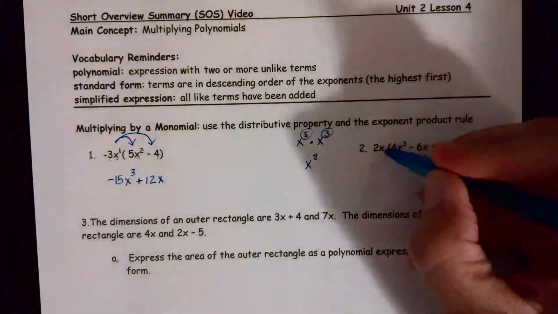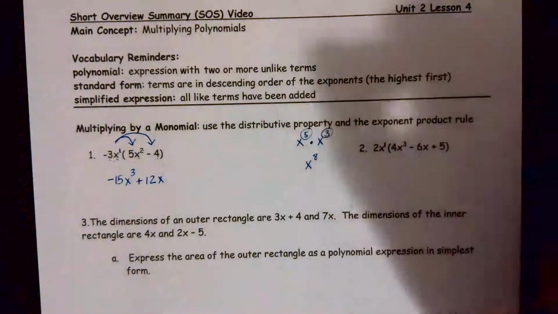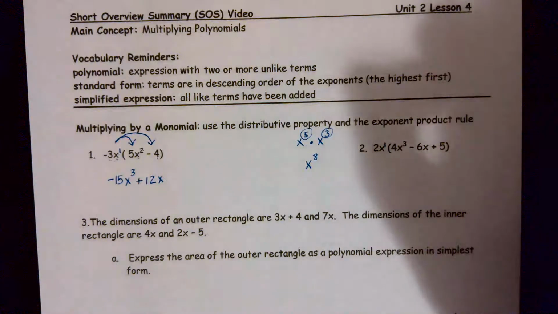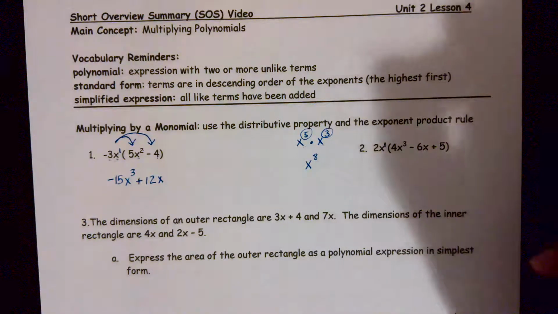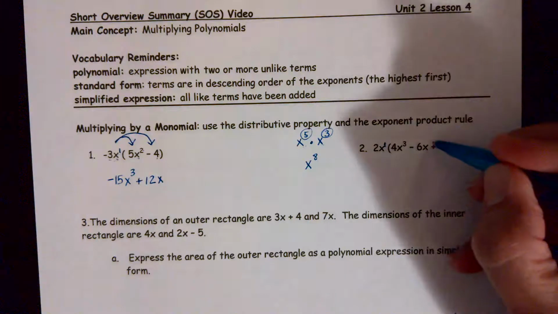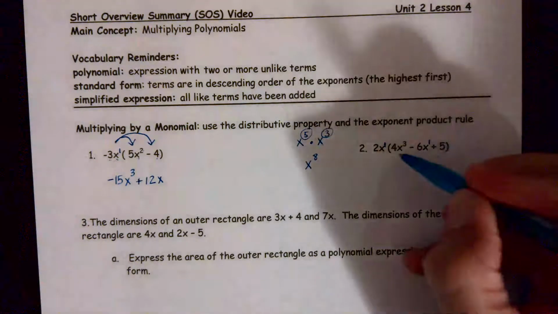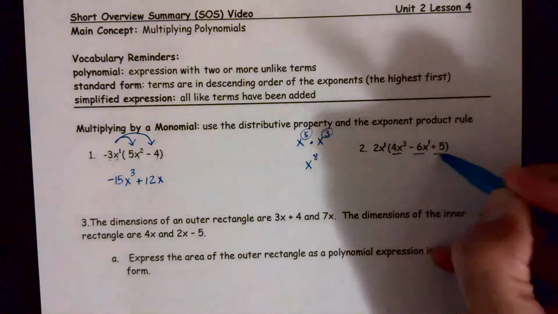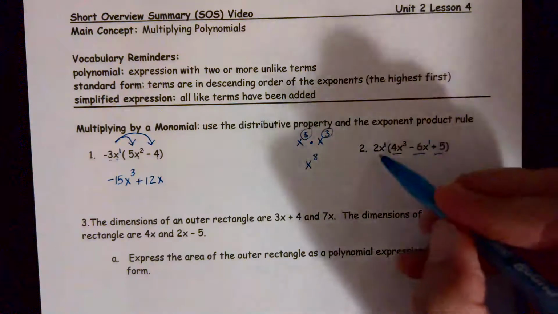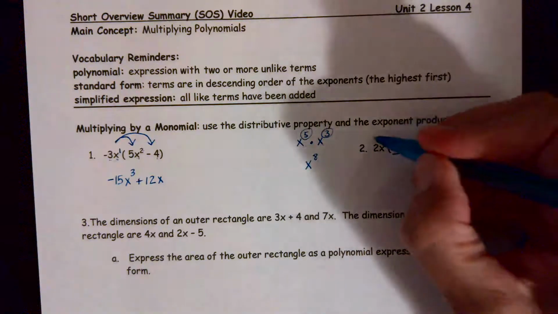Okay, we're going to multiply by 2x outside. That's really 2x to the first. And that's a good strategy to do. Anytime you see a variable without an exponent, put a 1 because that's our invisible 1. Okay, every single term inside this parentheses must be multiplied by the outside number.